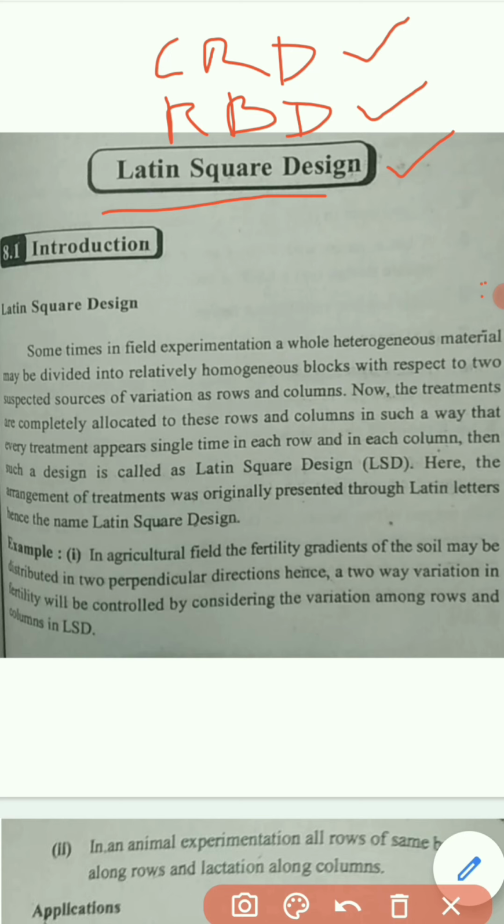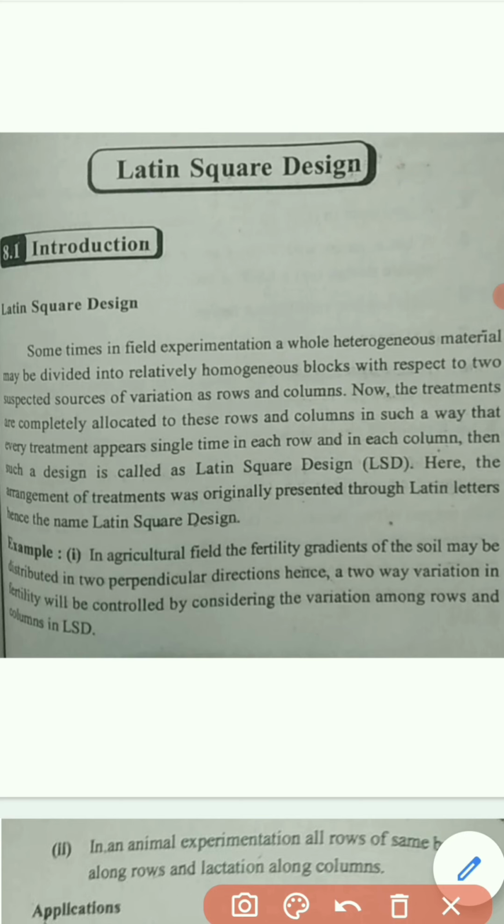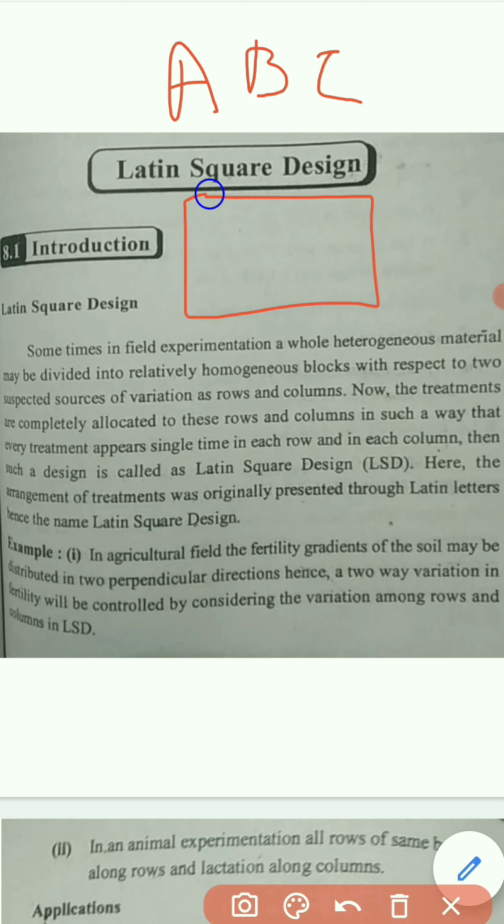So here, I will tell you what the treatments are. Suppose we have 3 treatments A, B, C. When we make a Latin square design, it will be 3 rows because we have taken 3 treatments. We will take 3 rows and 3 columns, and the treatments will be written like this: A B C, B C A, and C A B.